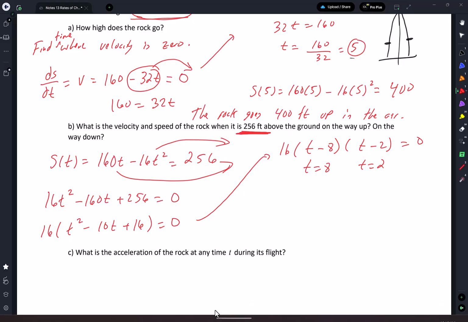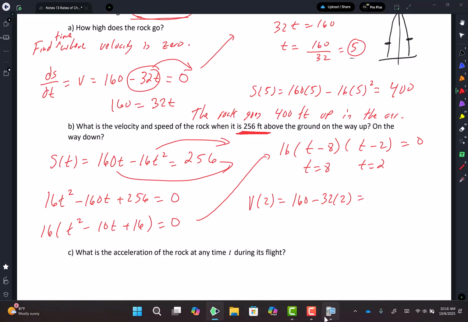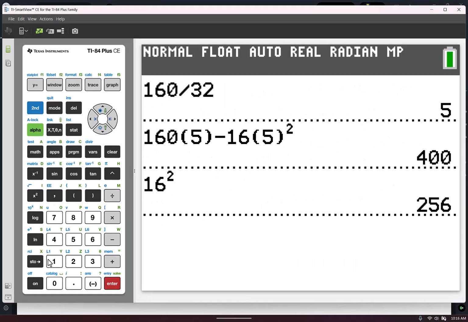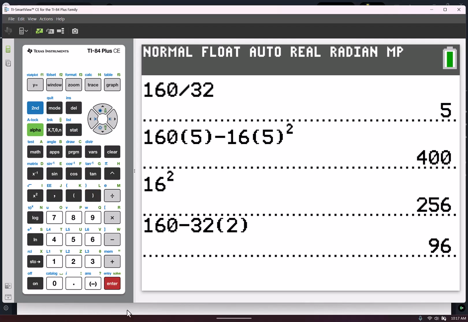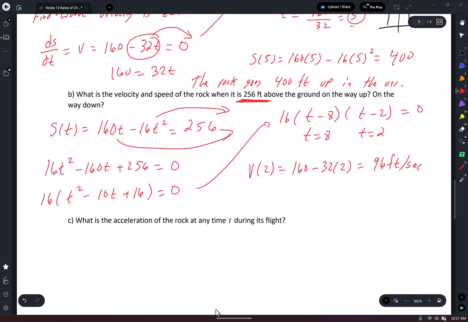Ready? I'm going to find my velocity. I'm going to write v of 2 equals, and here's my velocity equation right here. 160 minus 32 times 2. So 32 times 2, 64, 96. 96 feet per second. All I did was 160 minus 32 times 2. And I got that. Cool or not cool? So there it is. What is the velocity at 8? Okay.